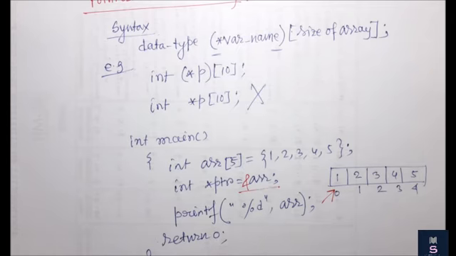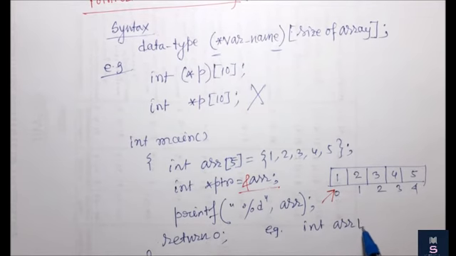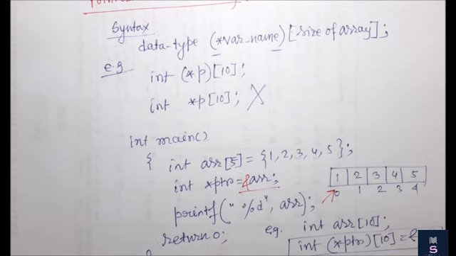Okay, and we can take another simple example. Suppose I have declared an array ARR of 10, and I want to declare a pointer. Instead of these two lines, we can write ptr, and the size is 10 here, and that is ARR. In this way you can also assign a pointer to an array.